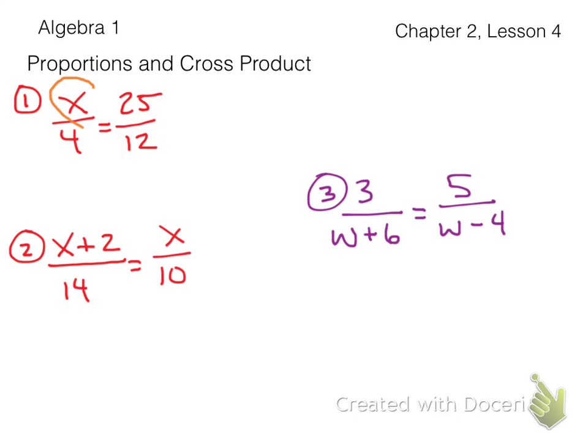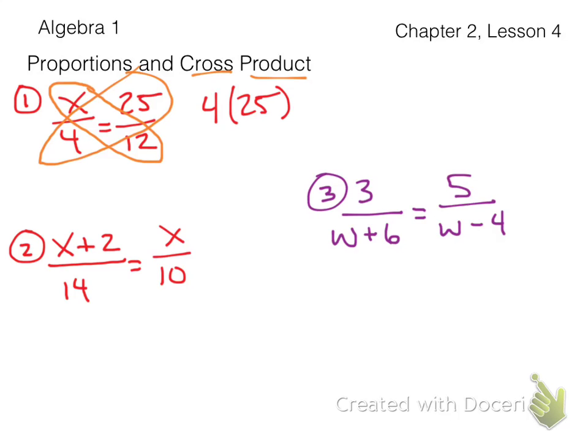Okay, so when you're doing cross product, when you're doing a proportion, proportions are equal to each other. And we can figure out a variable by saying that things that are diagonal from each other equal each other when multiplying. That would be cross product, because product means multiplication. So what I'm going to do is I'm going to say that 4 times 25 is equal to 12 times x. And then I'm just going to go ahead and solve for x.